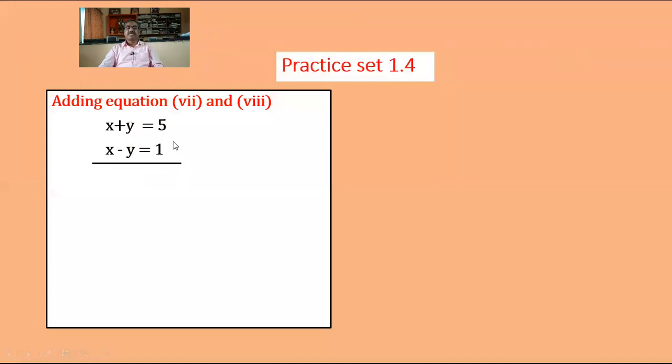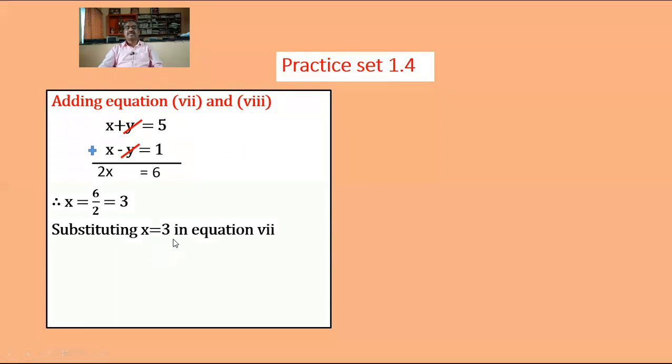Adding these two equations, then we get plus y minus y gets 0. Therefore, x plus x is equal to 2x. 5 plus 1 is equal to 6. 2x is equal to 6. Therefore, x is equal to 6 upon 2. 2 threes are 6. Therefore, x is equal to 3.